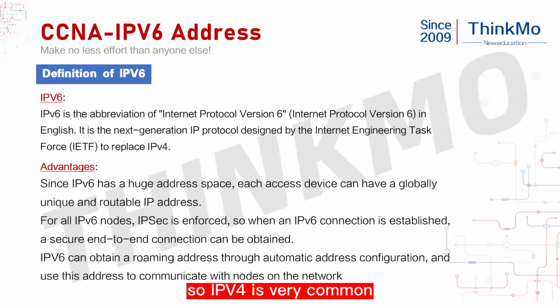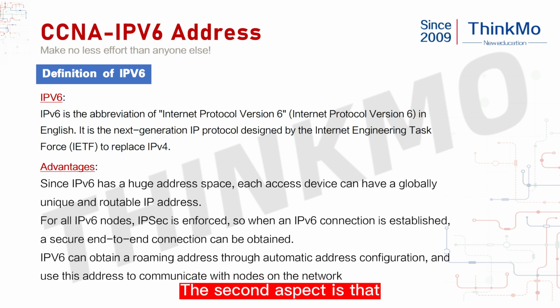IPv4 is very common. Let's say we need 192.168.1.x. All these IP addresses are IPv4. We talked about why use IPv6. That's basically because IPv4 addresses are insufficient.